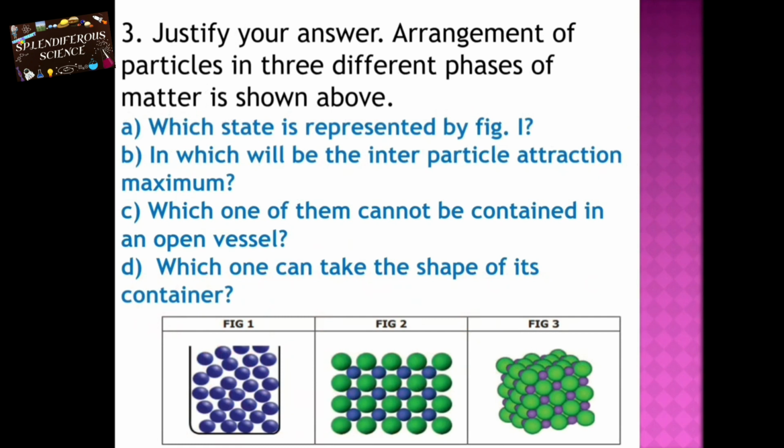Third one, justify your answer. Arrangement of particles in three different phases of matter is shown above. A. Which state is represented by figure 1? B. In which will the interparticle attraction be maximum? C. Which one of them cannot be contained in an open vessel? D. Which one can take the shape of its container?